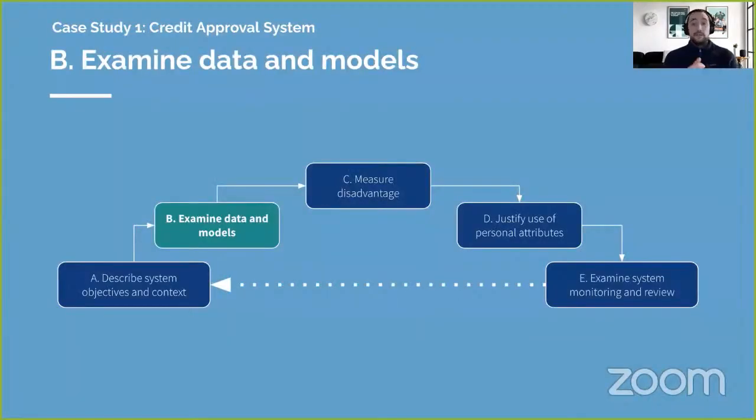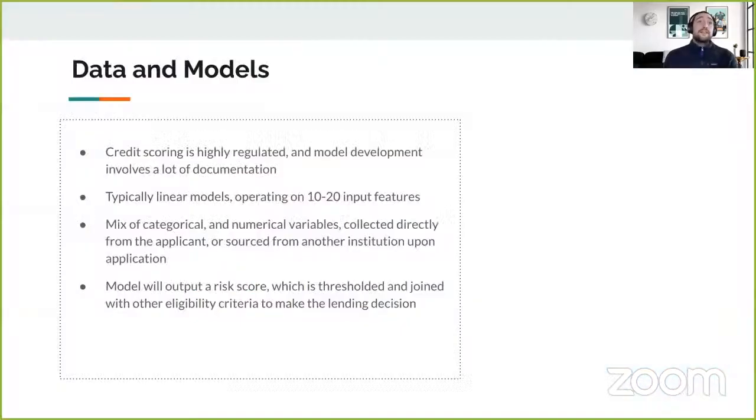In part B of the methodology, we examine the specific data and models that are used in the AI system. This is important, but we unfortunately don't have time to go into that in very much detail in this tutorial. All I'm going to say is that credit scoring is highly regulated and model development involves a lot of documentation. Typically, credit scoring models are linear models operating on 10 to 20 input features. And those features are a mix of categorical and numerical variables.